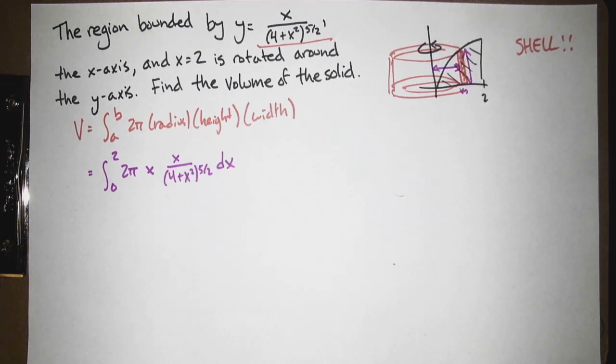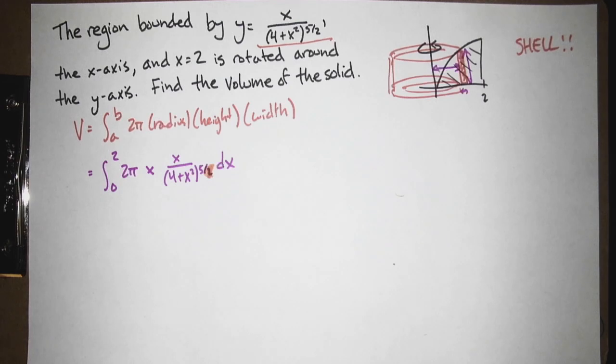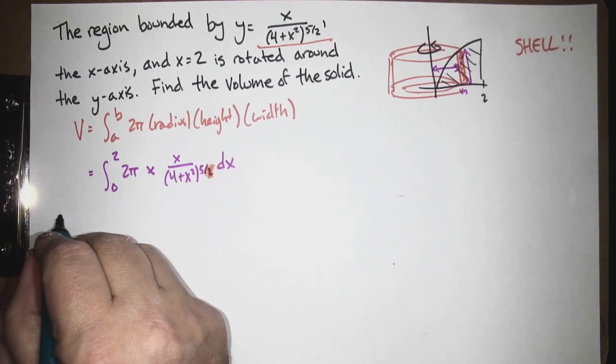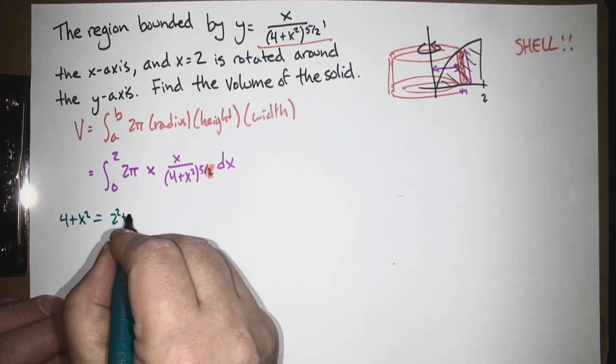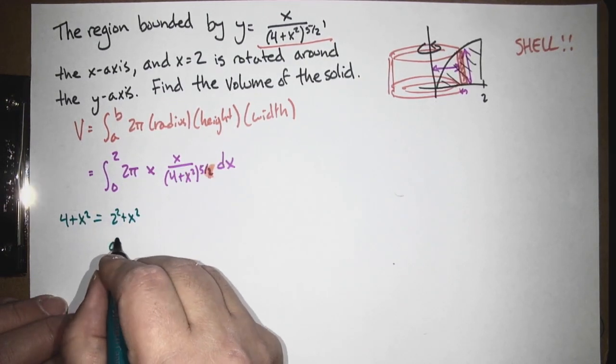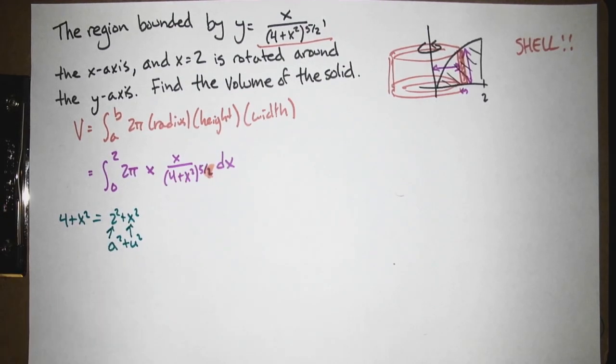What technique are we using here? We're using trig sub. What's the clue that it's trig sub? Yeah, there's this square root here. So 4 plus x squared, that looks like 2 squared plus x squared. So where we have a squared plus u squared, a is 2 and u is x. A squared plus u squared, what kind of substitution are we making? Tangent.